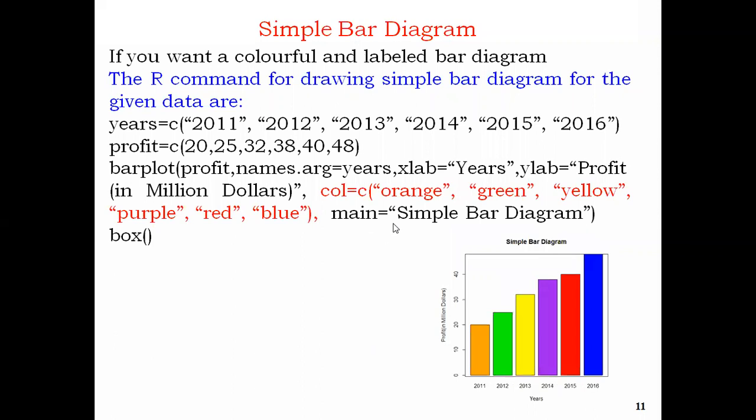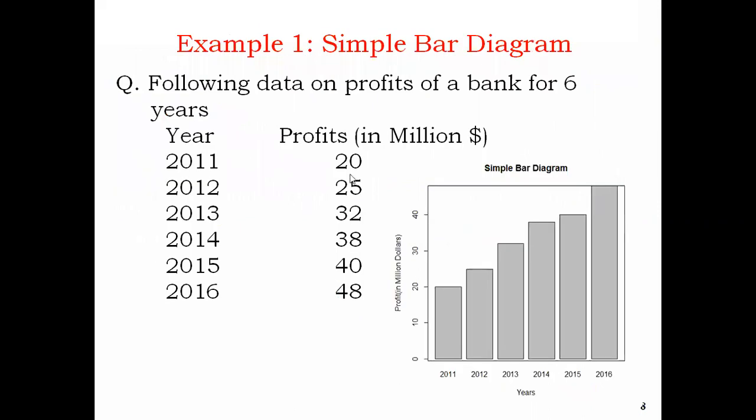Now you see, here what we are doing: years and profits are there, then bar plot, profit, then names dot argument, years, then xlab, that means the label of our x-axis. So this is years. ylab, label of our y-axis, is equal to profit in $1 million. And now you see color. Within the bracket, you just write how many bars are there. In our question, this is for 6 years, 6 bars.